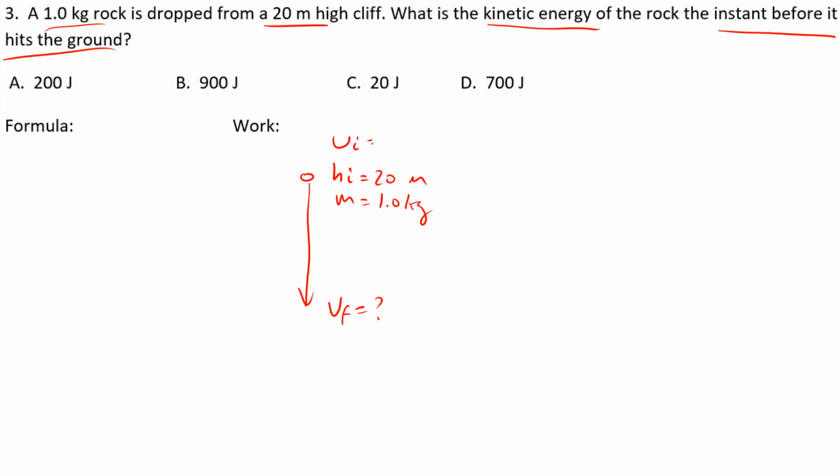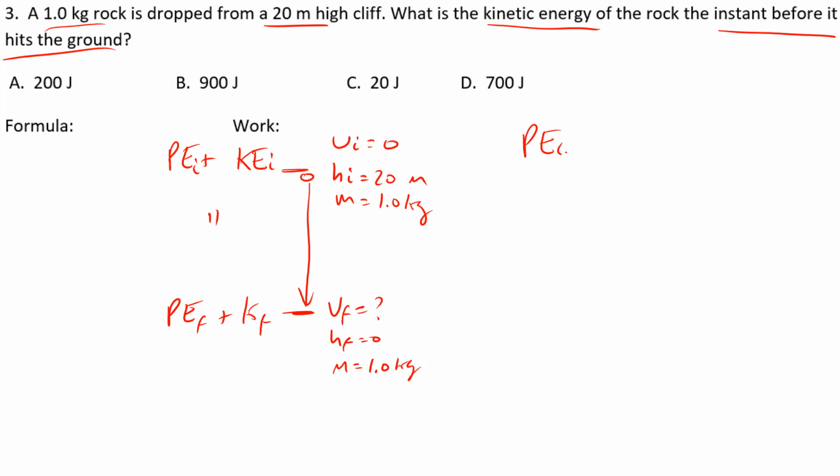So the velocity initial is going to be 0. And also the height final is going to be 0 because you're going to be on the ground at this point in time. So you're going all the way from up here to down here, and you're still going to have the same 1.0 kilogram mass. And so the equation you've got to think about is the conservation of energy equation. So all the PE plus all the KE initial equals all the potential energy final plus the kinetic energy final. And so I'll just rewrite that equation over here. PE initial plus KE initial equals PE final plus KE final.